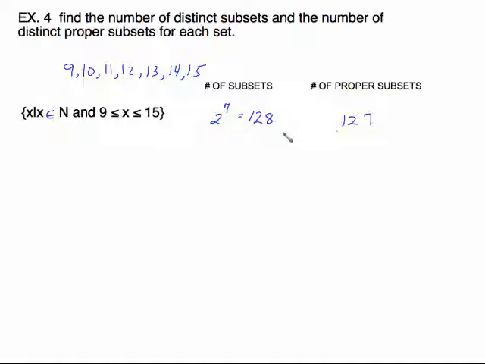And again, the reason we are subtracting 1 to get the proper subsets is that the subset 9, 10, 11, 12, 13, 14, 15 is equal to the original set of 9, 10, 11, 12, 13, 14, 15. So we must exclude it from our list of proper subsets.